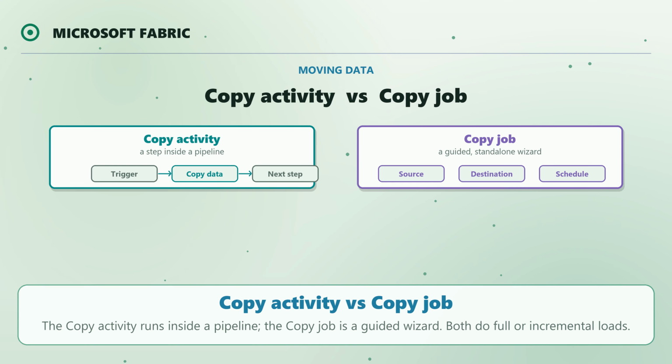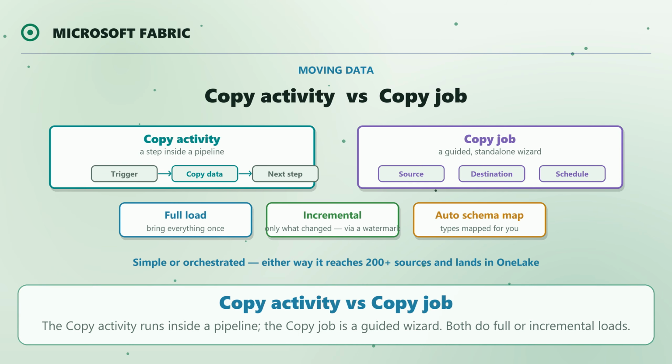Let's zoom in on the most common task of all, copying data. Fabric gives you two ways to do it for two different situations. The first is the copy activity. It lives inside a pipeline as one step in a larger orchestrated flow. Trigger, copy data, then do the next thing. Reach for it when copying is part of a bigger process with other steps around it.